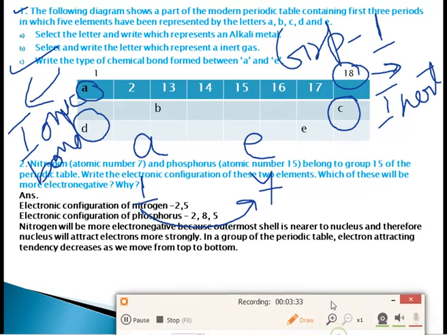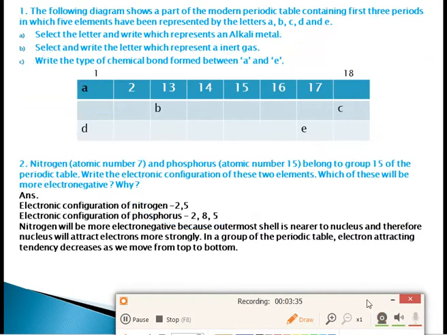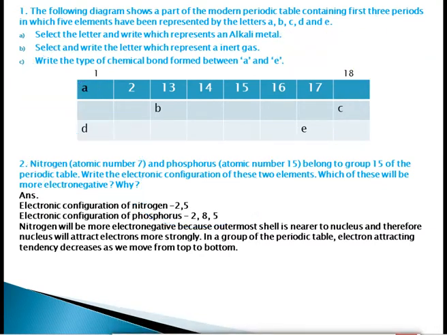I hope you all have understood this question. It's very easy. In answer A, alkali metals, you will write A and D. And for inert gases, you will write element number C. And in this one, you will write ionic bond.